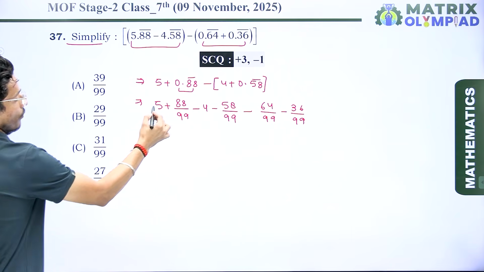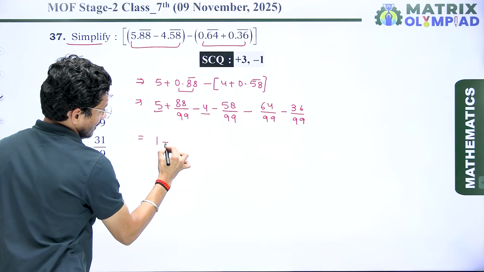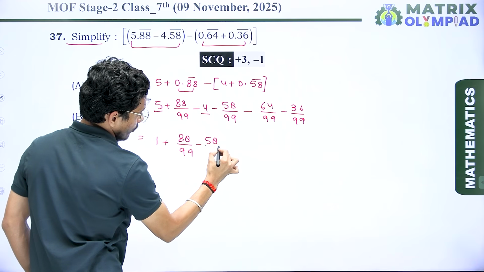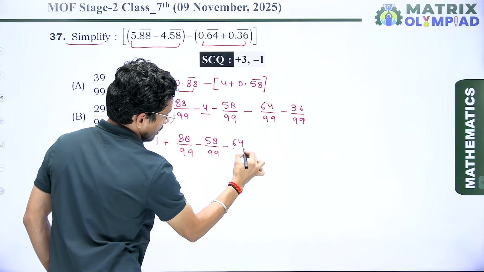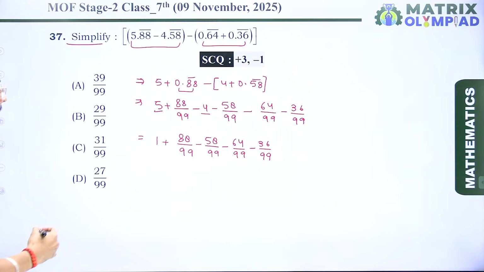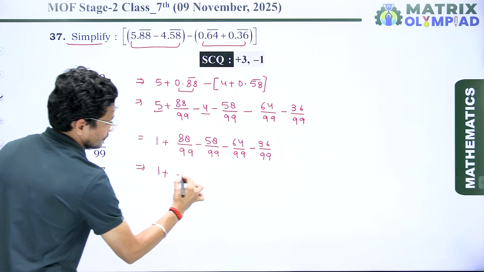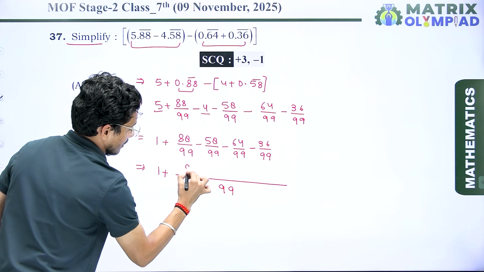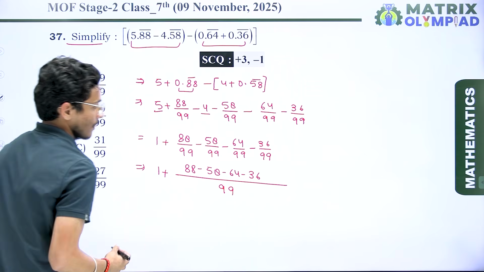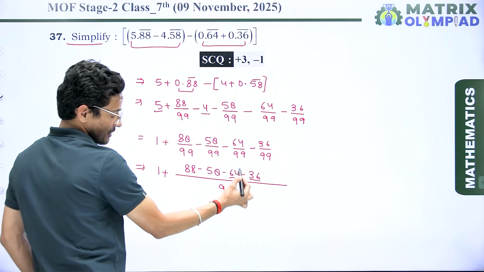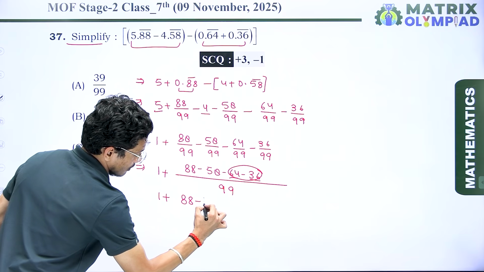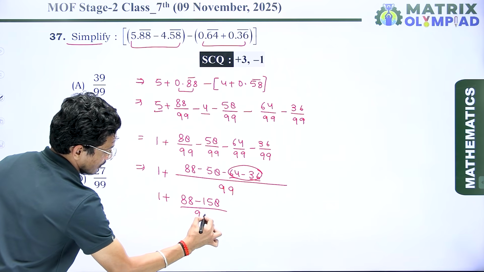Okay, so now we know 5 minus 4, that is 1, plus 88 upon 99 minus 58 upon 99 minus 64 upon 99 minus 36 upon 99. So I can write here 1 plus, here we take LCM, that is 99. So I can write here 88 minus 58 minus 64 minus 36. So here we know 64 minus 36, minus minus plus, it means here we get 100. So I can write here 1 plus 88 minus 158 upon 99.